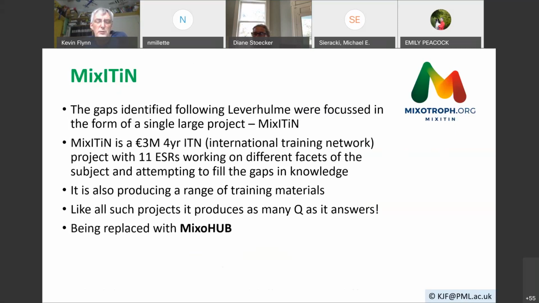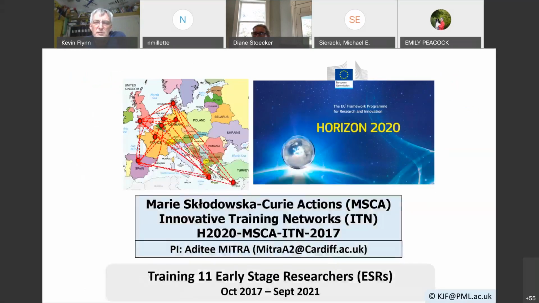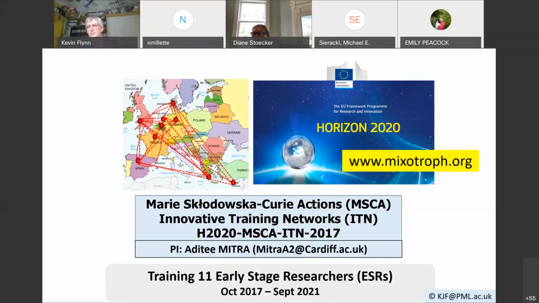Aditi's now got a new funding line, which is funding Mixahub, which is a successor to Mixotin. Mixotin, as I said, covers Europe. It's got its own web page, and that's being used for other things as well. So this is mixotroph.org. So various things are on that web link.